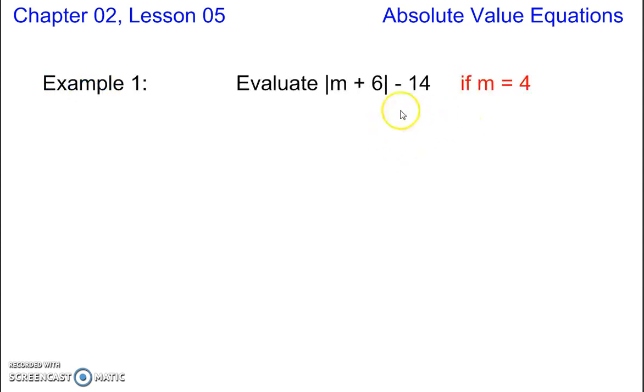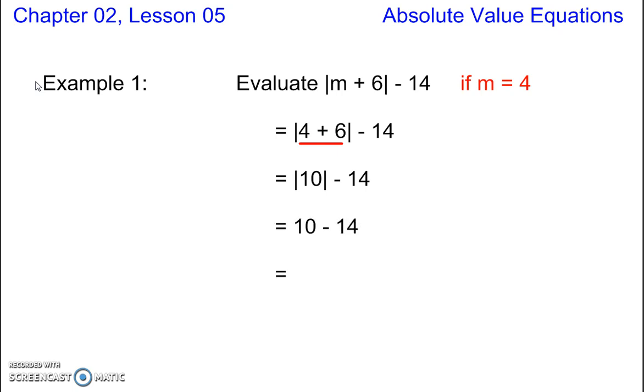Evaluating an expression isn't necessarily difficult. We just plug in the 4 for m. You get 4 plus 6. And then evaluate first what's inside the absolute value bars, because that's a grouping symbol. The absolute value of 10 is positive 10. 10 minus 14 gives me negative 4.